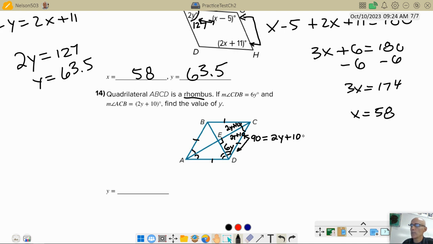2y plus 10 plus 6y. I get 8y on the right side. Move the 10 to the other side by subtraction. Divide by 8. Y comes out to be 10. So y is 10.